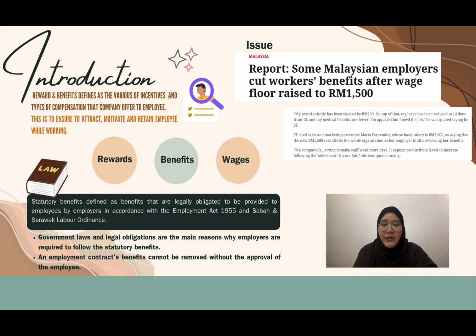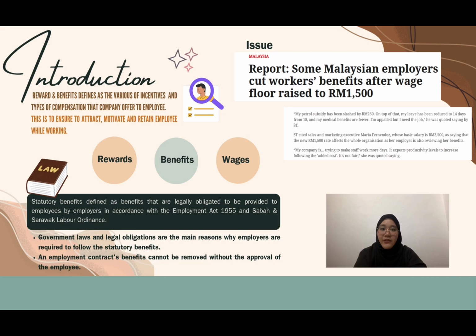It is defined as various incentives and types of compensation that a company or employer offers to employees. It has three components. Reward is about additional incentive to appreciate the employee's performance, and then benefit is a form of compensation that the employer provides to the employee, and lastly the wages, which is about cash payment earned from work. Usually it is to attract, motivate and retain the employee while working.